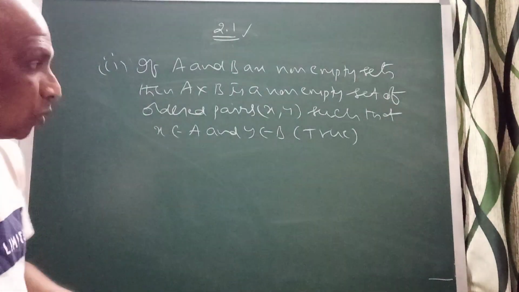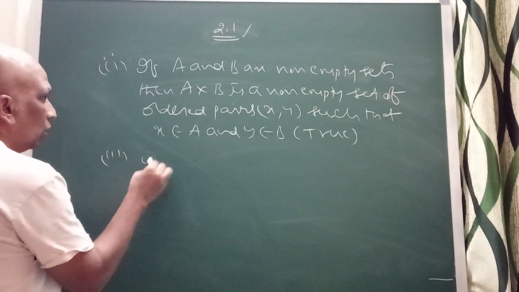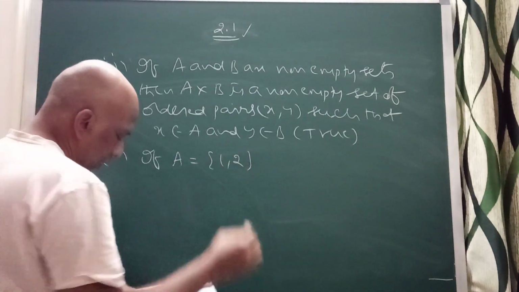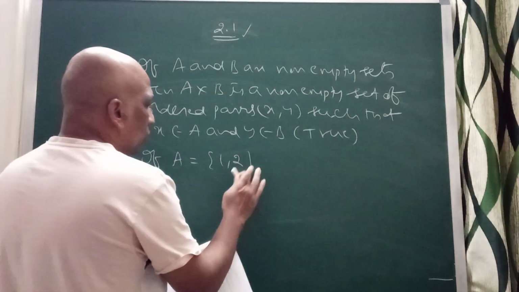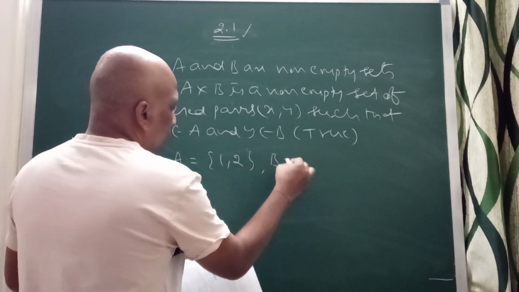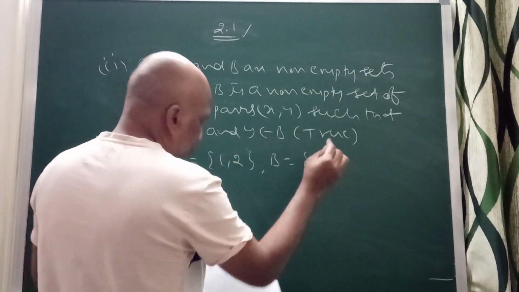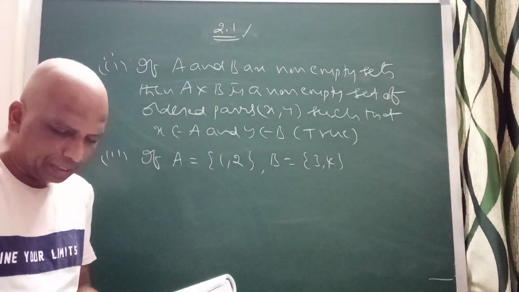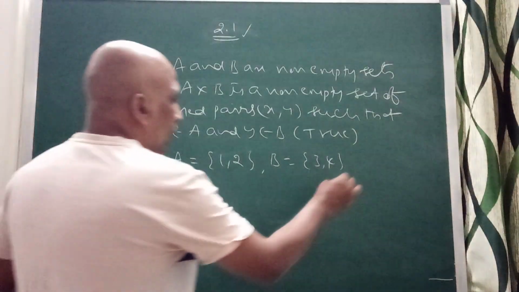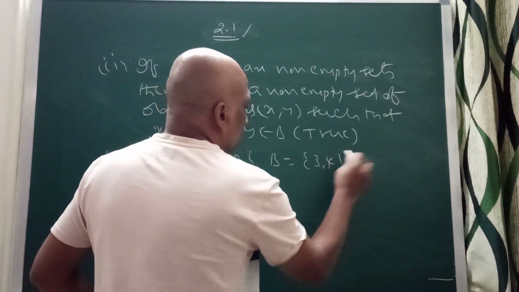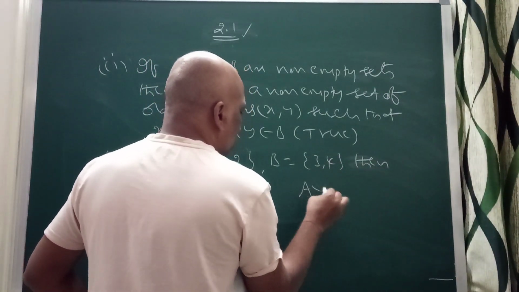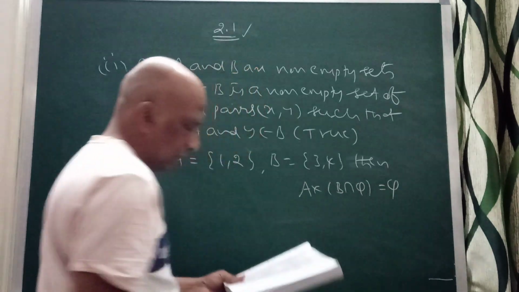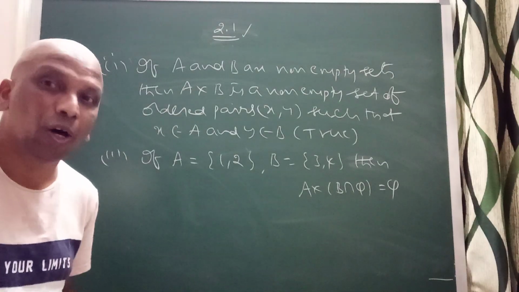Third one. If A is equal to the set {1, 2} and B is equal to the set {3, 4}, then A cross (B intersection empty set) is equal to empty set. They are asking whether this is true or false.